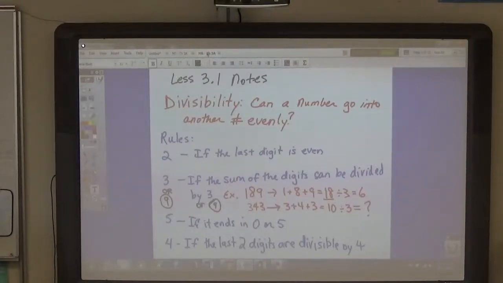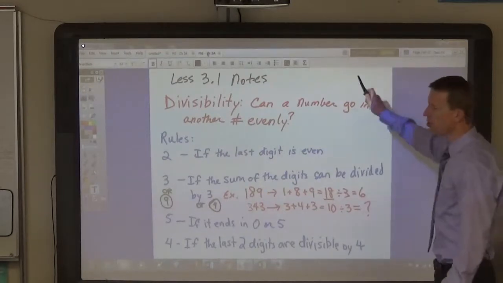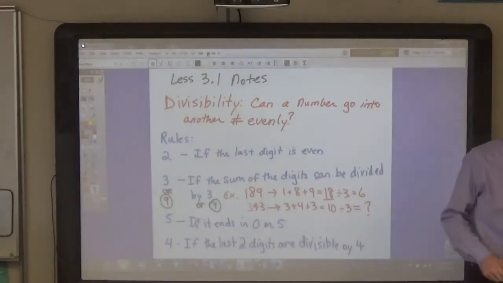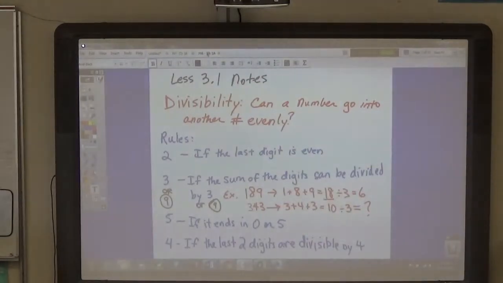Okay, sixth graders, we're gonna start chapter three. Chapter three has a lot to do with properties of numbers. In other words, what do numbers do? What do they have in common? What are some things about numbers that we can learn?